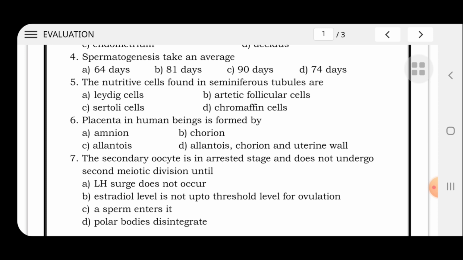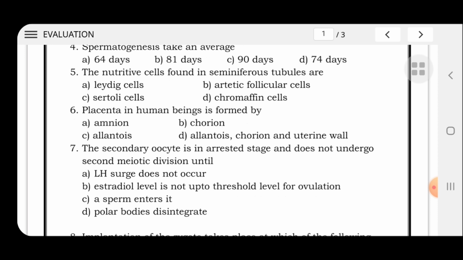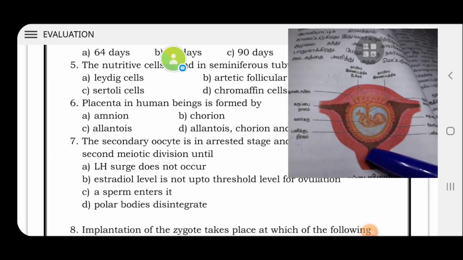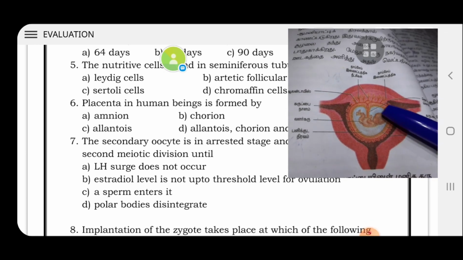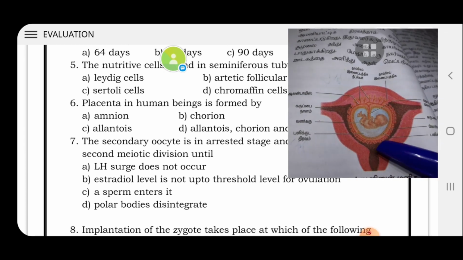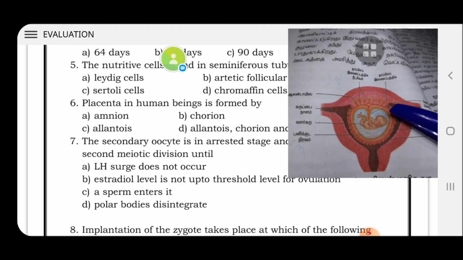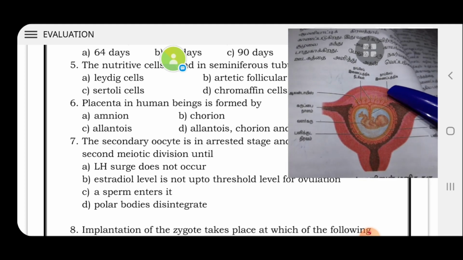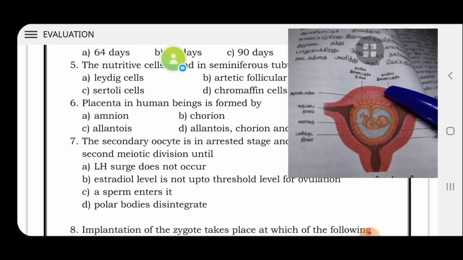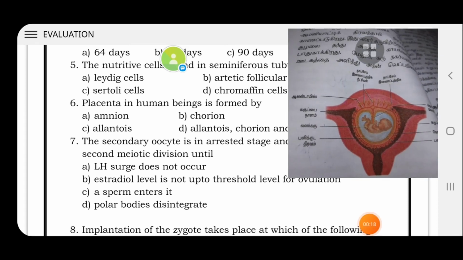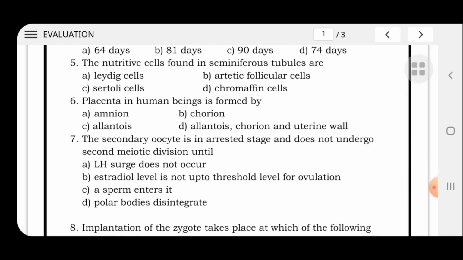Placenta in human beings is formed by. Generally, there are 4 embryonic membranes around an embryo: amnion, chorion, allantois, and yolk sac. Here, 3 layers are given. Diagram: an embryo covered by 3 embryonic membranes. In this, the innermost layer is called amnion and the outermost layer is called chorion. Placenta is formed between the tissue of the chorion and the uterus. So here the answer is chorion.